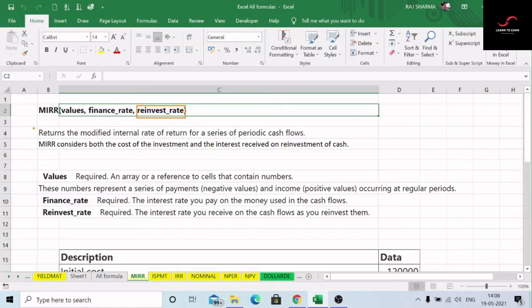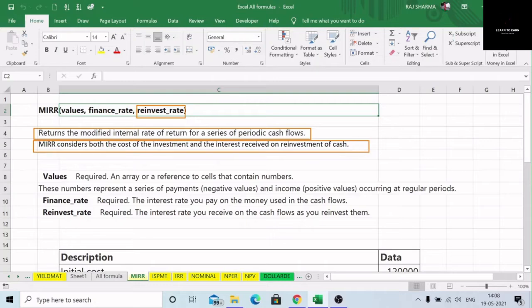A little write-up on this modified rate of return. It returns the modified internal rate of return for a series of periodic cash flows. MIRR considers both the cost of investment and the interest received on reinvestment of cash. The three arguments used are, first, value, which is taken from the cell reference. So basically it is the initial investment and the subsequent gains on account of that investment.